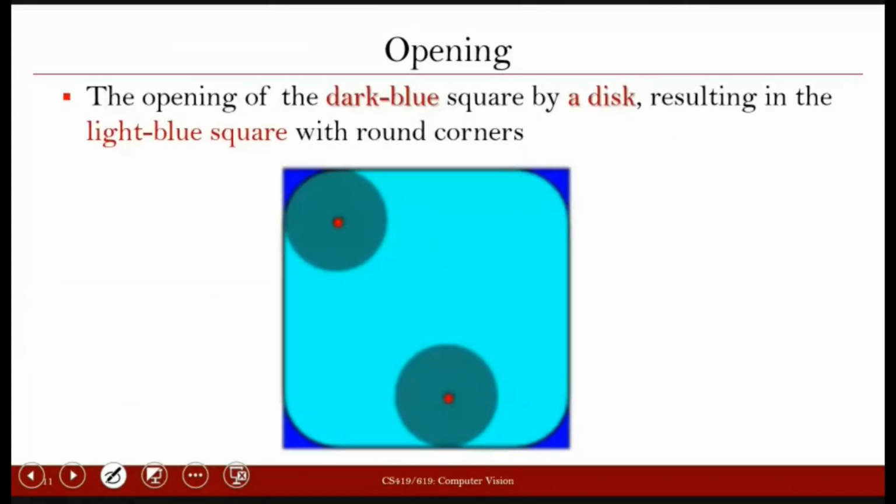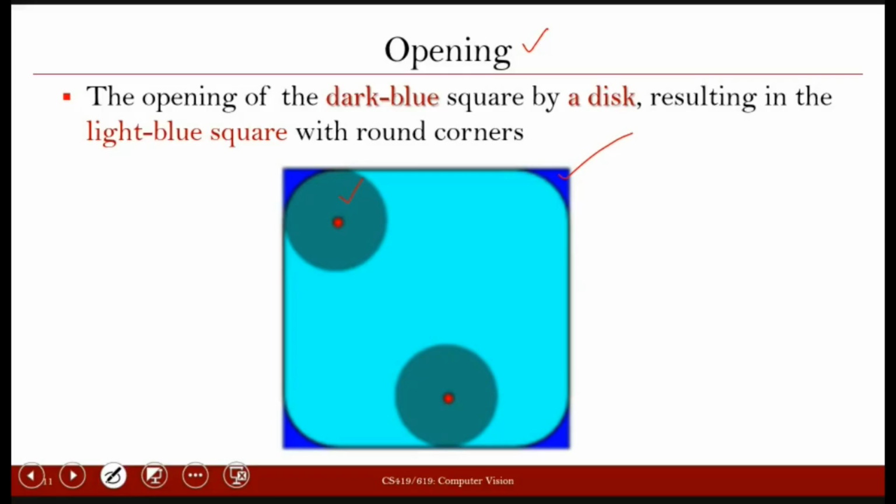Okay, so more precisely, we can understand that with the help of this example. In case of opening, let's say in this image our original object was the square that was painted completely dark blue, and we are performing this opening operation with the help of this disc-like structuring element.